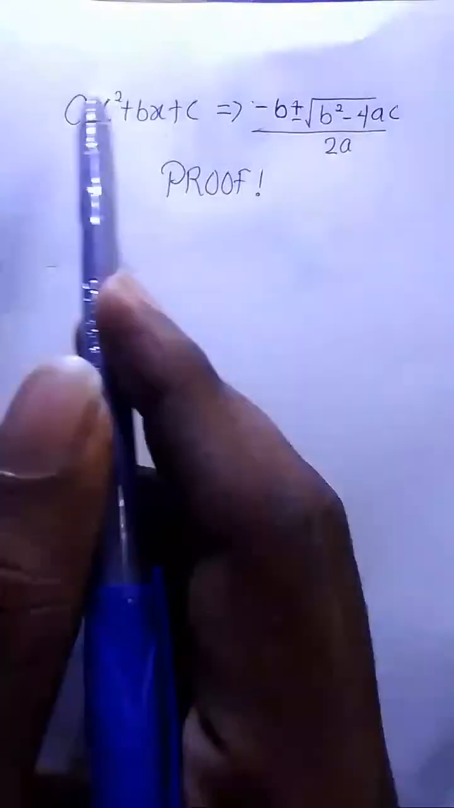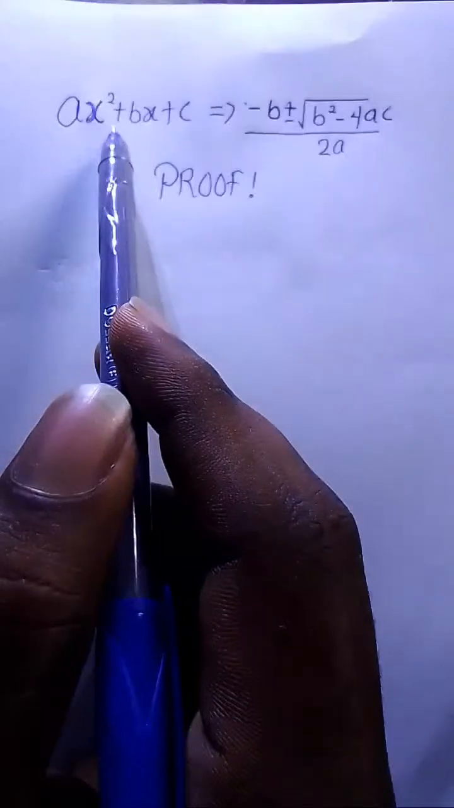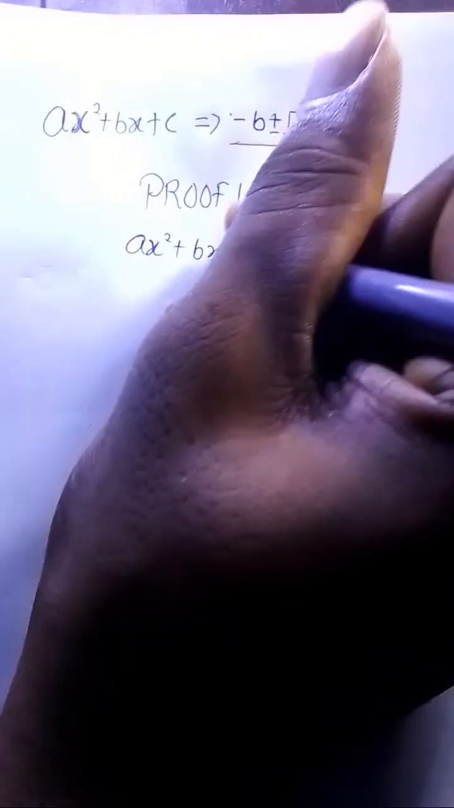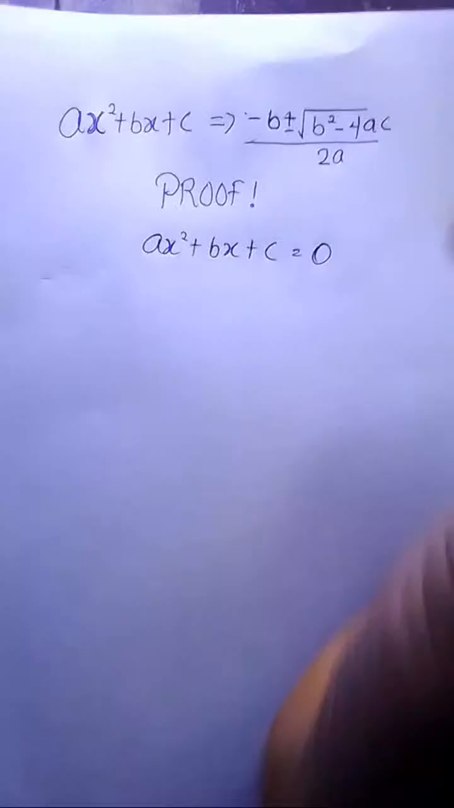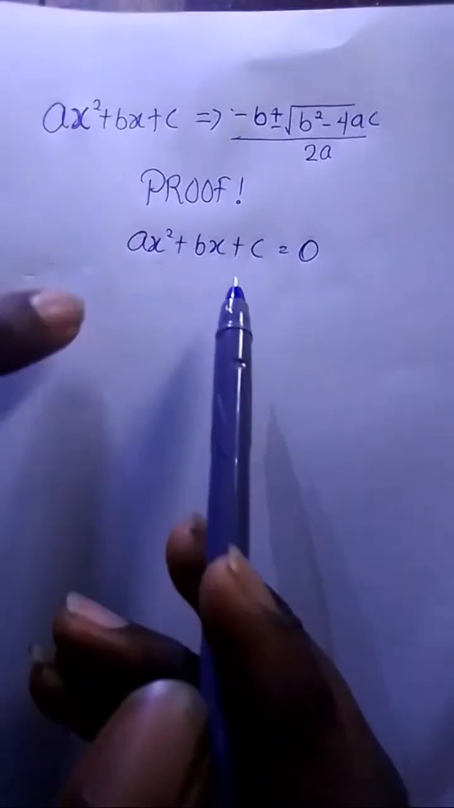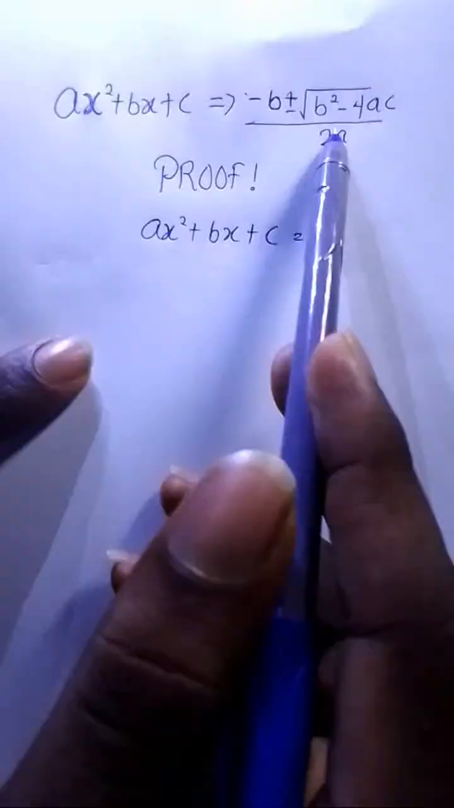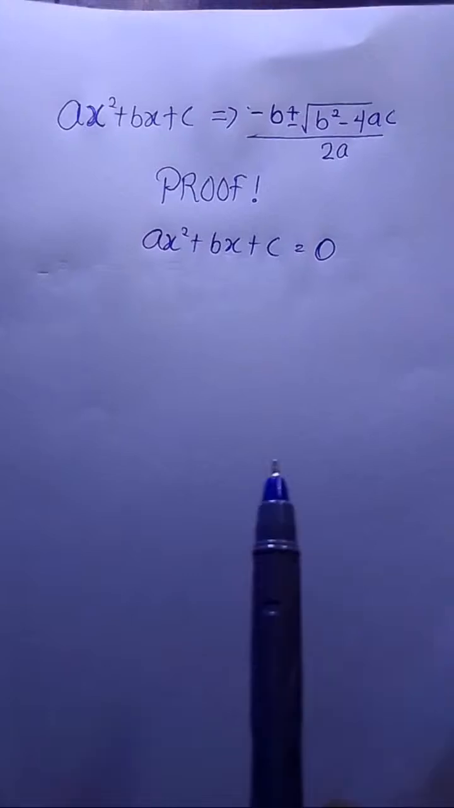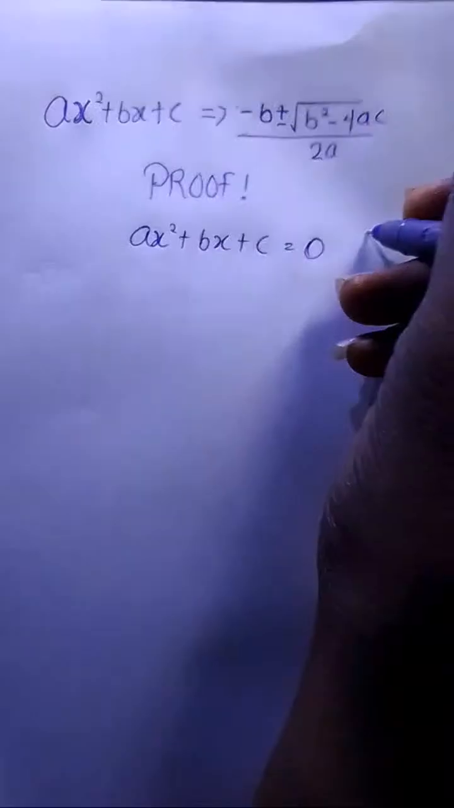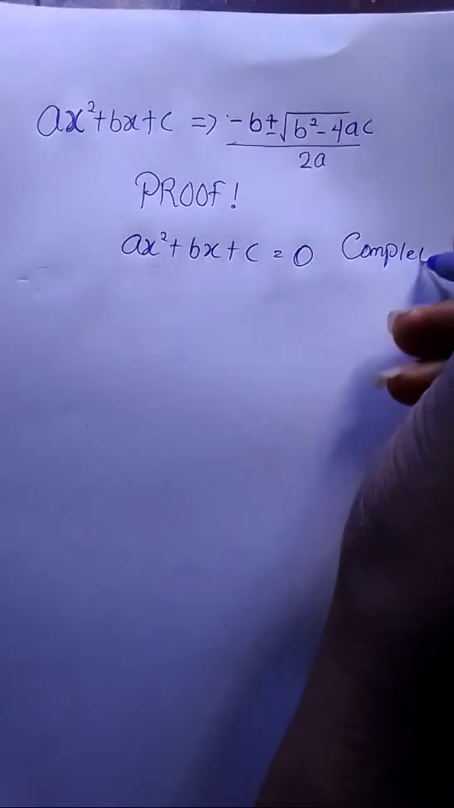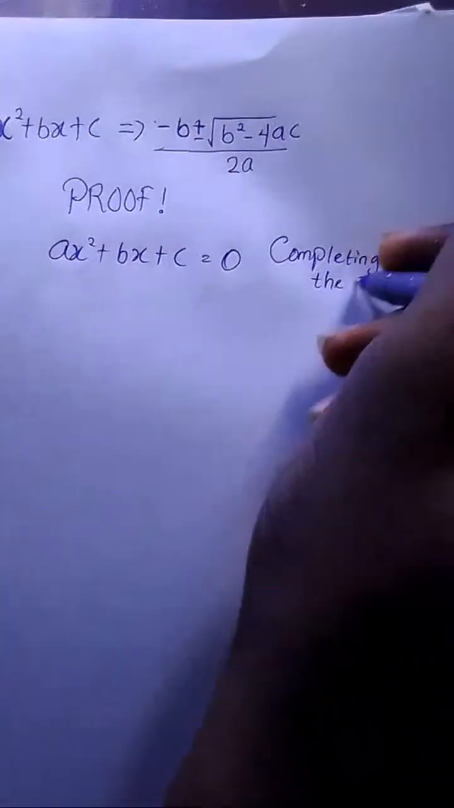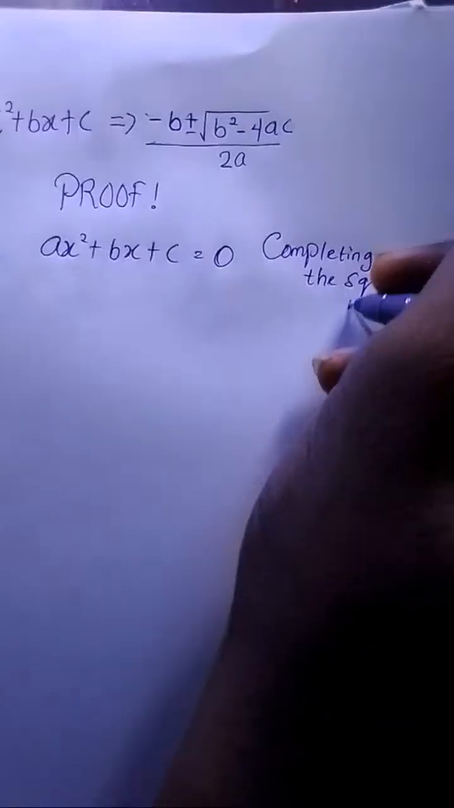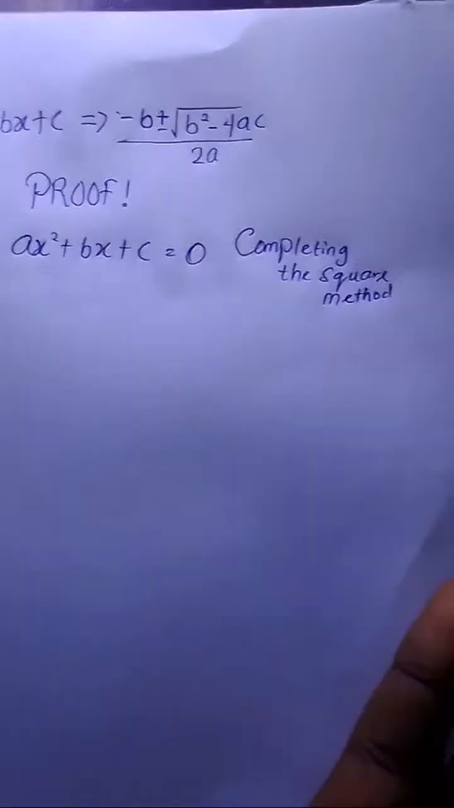We're going to prove it from this formula here: ax squared plus bx plus c. From this formula, we'll be able to derive our formula here, right? Good. And not only that, after deriving our formula, we're going to use the completing the square method to derive it.